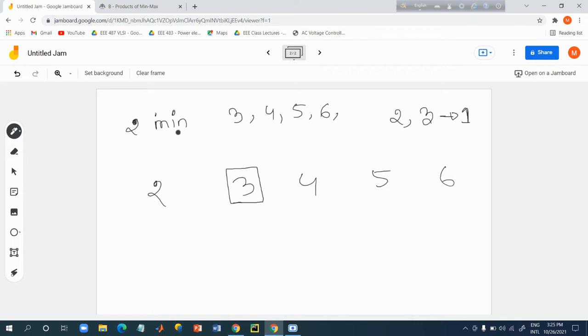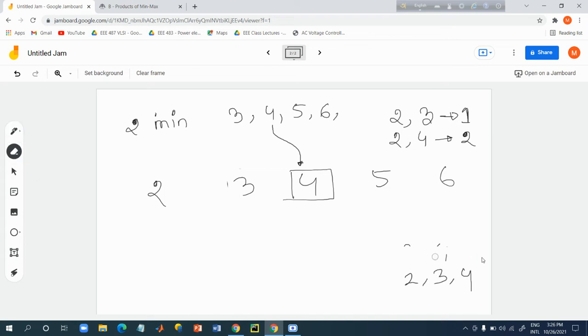But if 2 is the minimum value and the maximum value is 4, then what are the possible subsets here? If 4 is the maximum value, then we can insert 3 or we won't insert 3. So there are two possibilities. We can either include 3 or exclude 3. So there are two possible subsets here: 2 4 and 2 3 4.